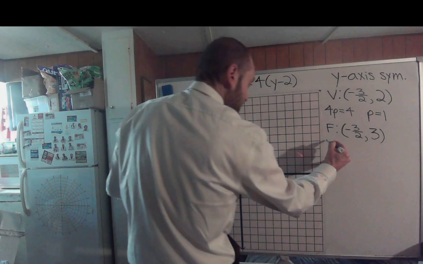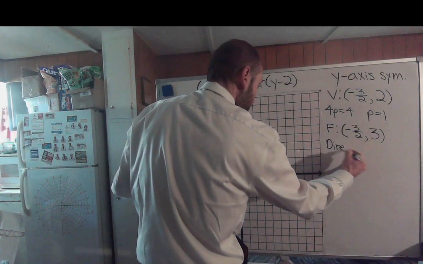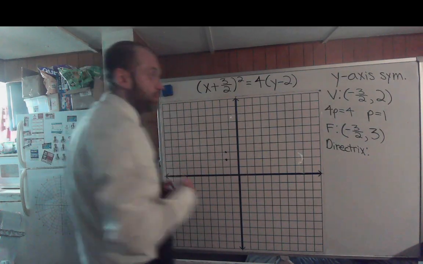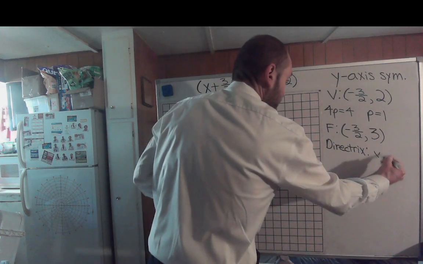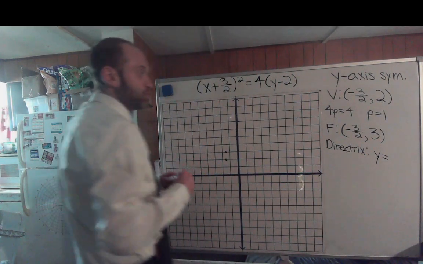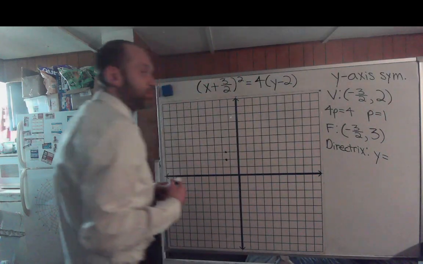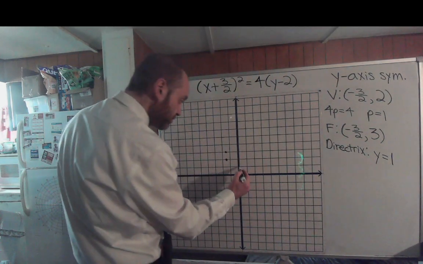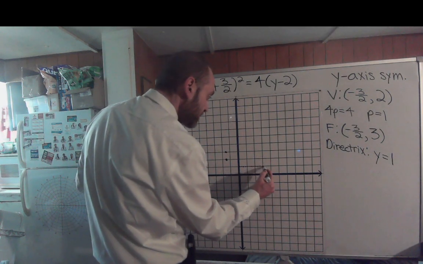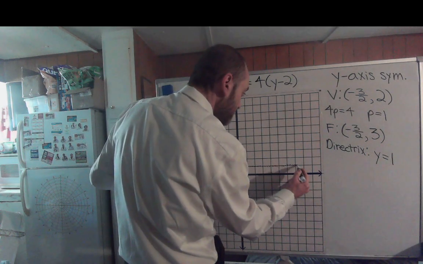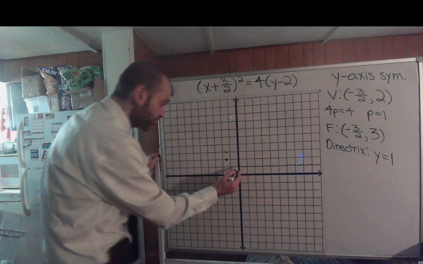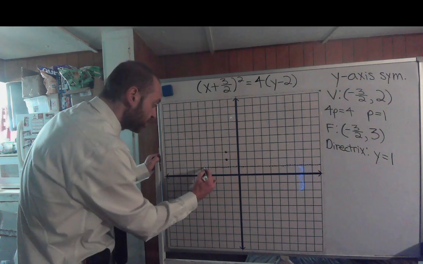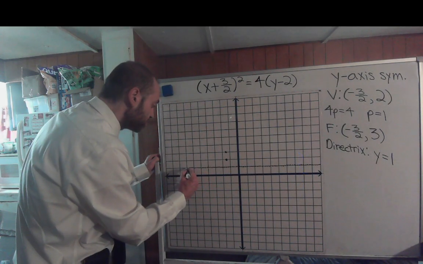Now we can find the directrix. The directrix, I'm just going to take my p equals 1. It'll be in the form y equals because it's got y-axis symmetry. I'll take my p of 1 and I'll subtract that from my y-coordinate of 2, so 2 minus 1 is 1. So the directrix is the line y equals 1, which should make it obvious that this parabola is about to open upward. So actually, we're not going to have any x-intercepts. We could have y-intercepts, but we're not going to have any x-intercepts.